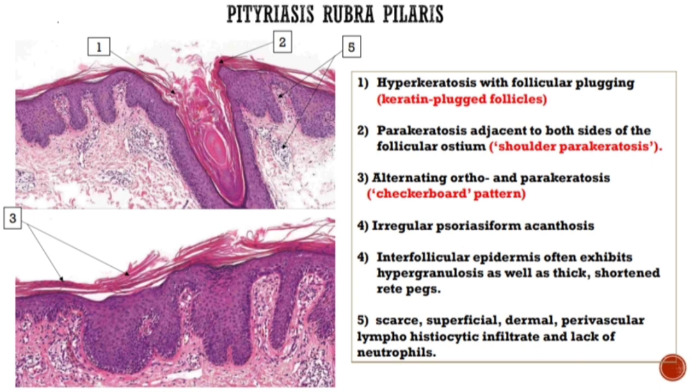the parakeratosis. There will be irregular psoriasiform acanthosis, as shown in the checkerboard pattern in the second image, in number 3. The interfollicular epidermis often exhibits hypergranulosis as well as thick and shortened rete ridges. There will be a scarce superficial dermal perivascular lymphohistiocytic infiltrate, and there will be a lack of neutrophils, which differentiates it from psoriasis.